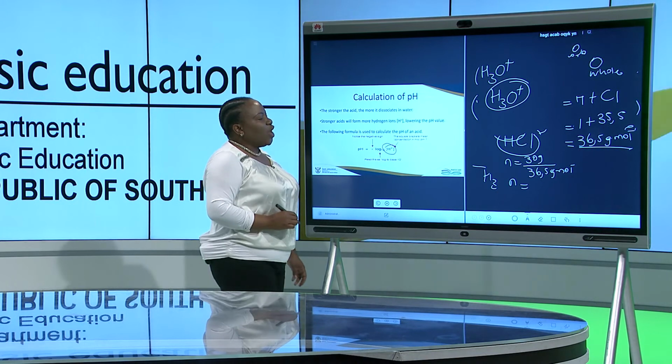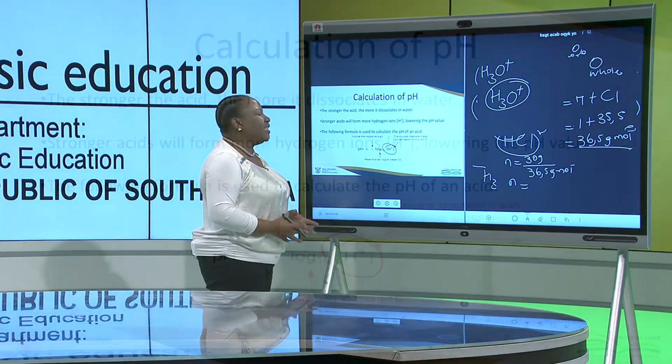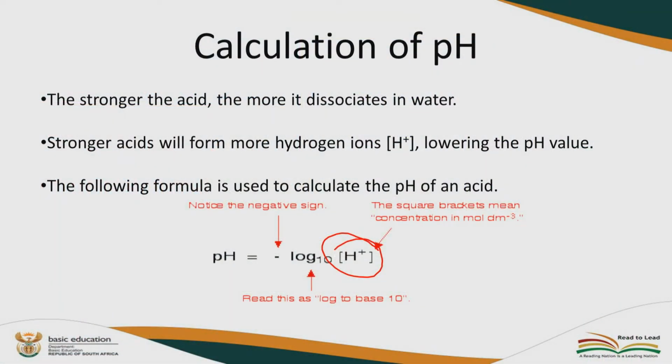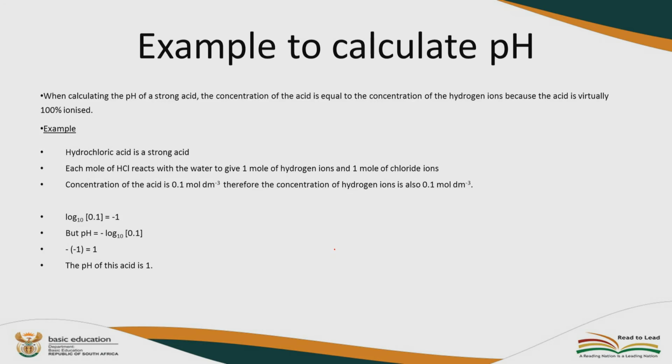Then you can notice that in the formula for pH, there is a minus. So it is very important that when you write any formula, especially formulas that are given on a data sheet, copy your formula correctly, because any formula that we give in our calculation is always allocated a mark. Then we can calculate the pH.